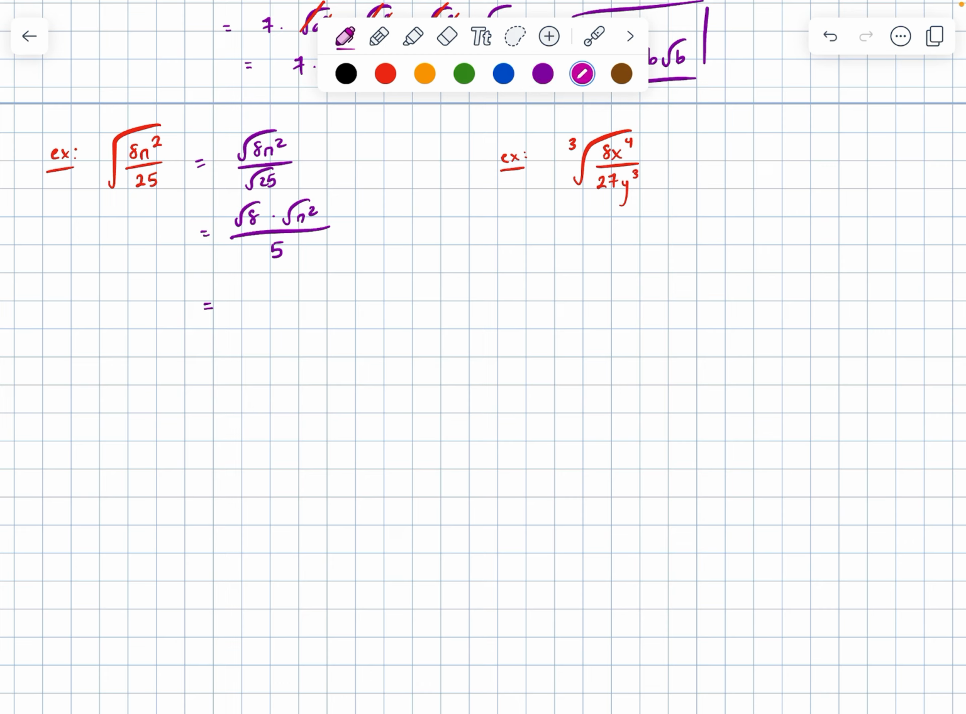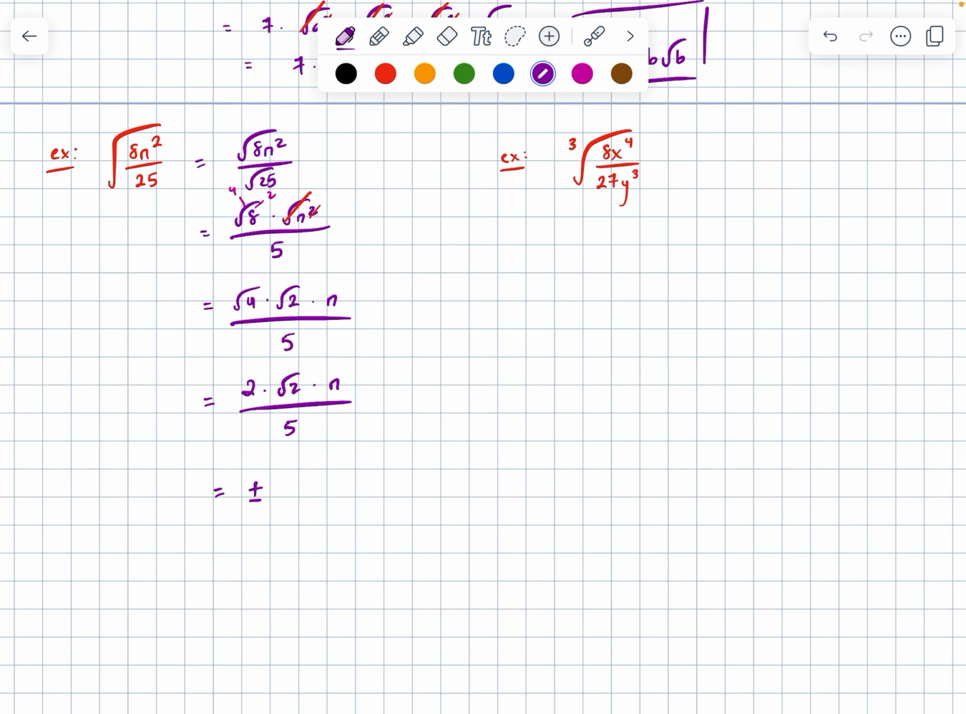From here, the square root of 8, I can further break this down. Remember, 8 is 4 times 2, and 4 is a perfect square. So I'm going to write this as the square root of 4 times the square root of 2. Again, the square root of n squared is plus or minus n. From here, all of this is over 5. The square root of 4 I know is 2, so this is 2 times the square root of 2 times n, all over 5.